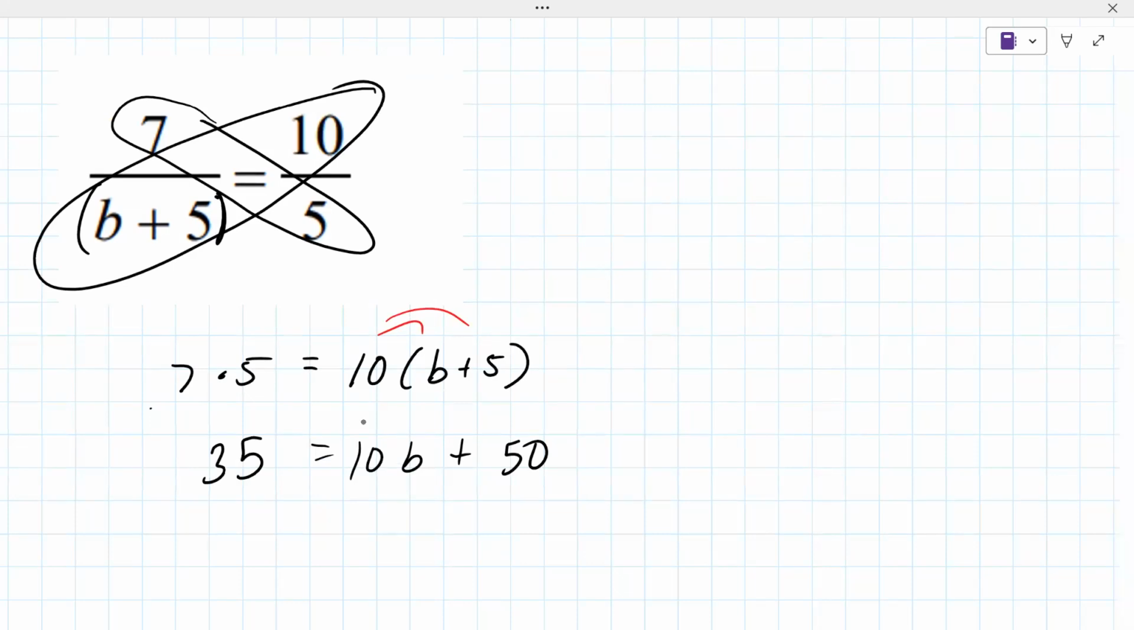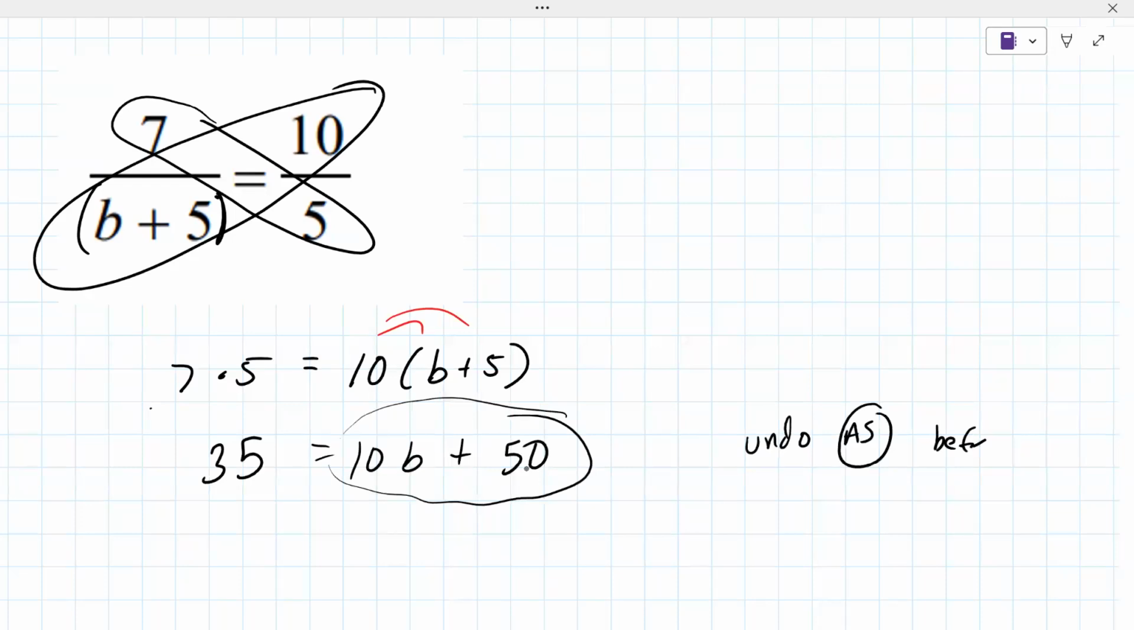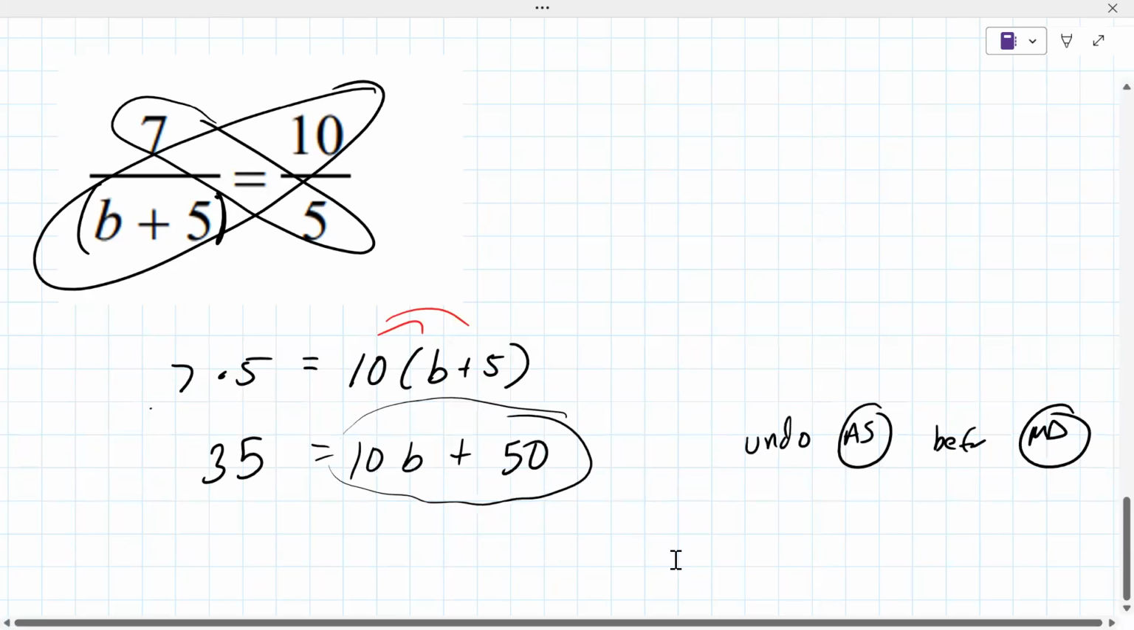Now you've got to solve for b. You look at the side with the variable. You've got multiplication by 10 and addition of 50. Which do you undo first? You always undo addition and subtraction before multiplication and division. So you're going to undo the addition of 50.